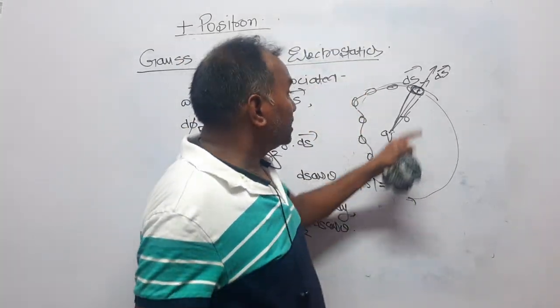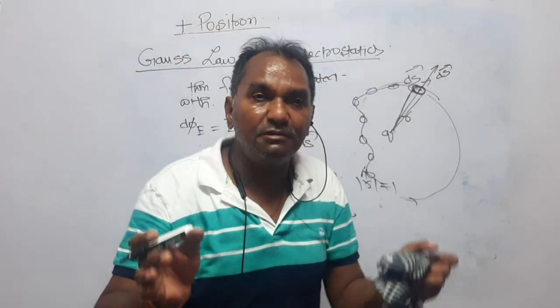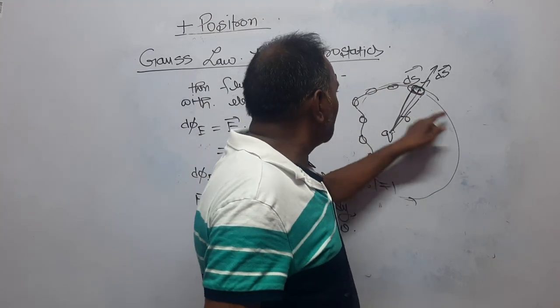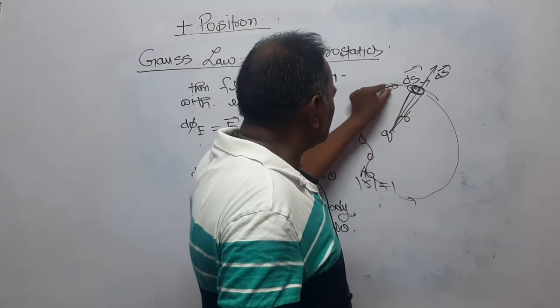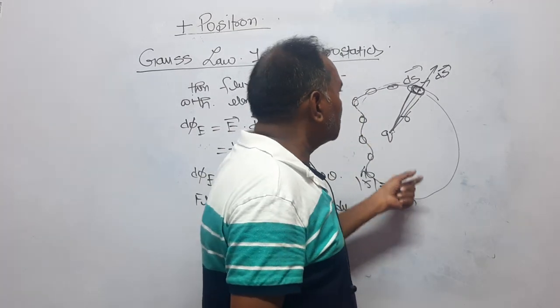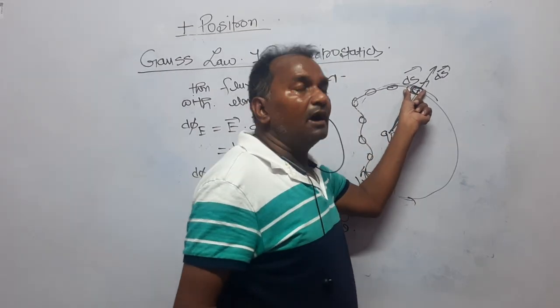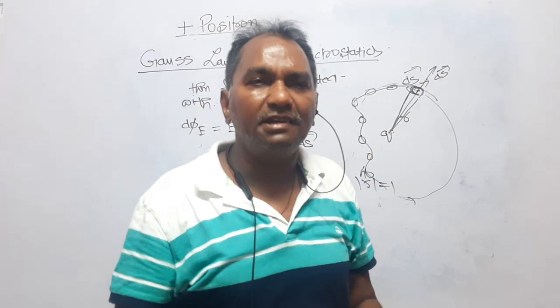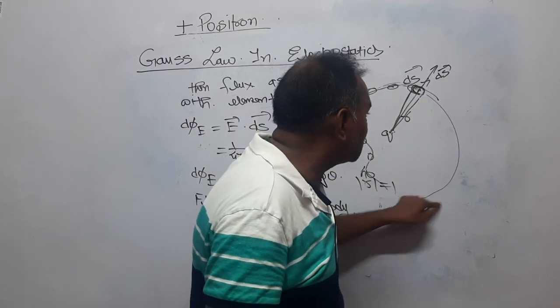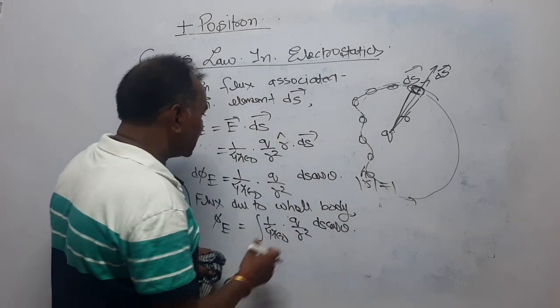In a similar way, integration is a summation, an addition. This whole body is made of a number of such small elements. You find the flux due to one element, and then you integrate, which means you are going to find the flux due to the whole body, and that is it.